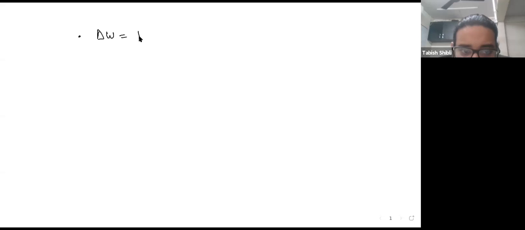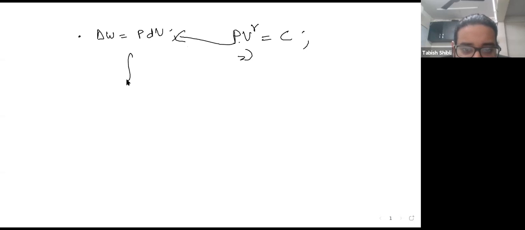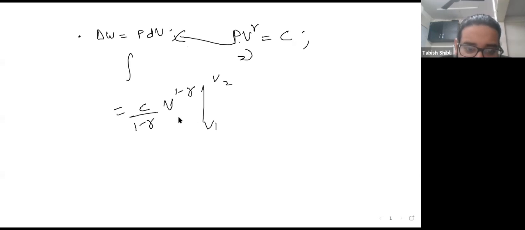See, work done is just PdV, right? And I've told you in an adiabatic process, PV to the power gamma is a constant. So I just took the value of P from here, put it here, and integrated. Once I integrate it, what do I get? You get some constant divided by 1 minus gamma times V to the power 1 minus gamma from V1 to V2. This is what you get after you integrate.